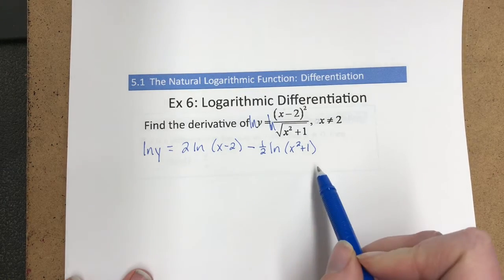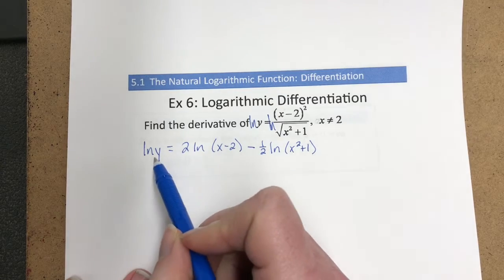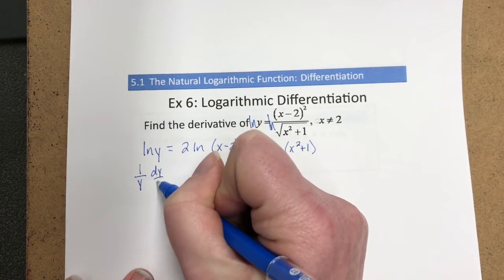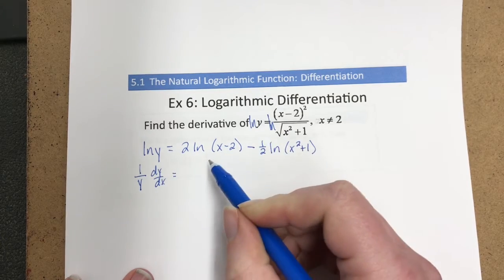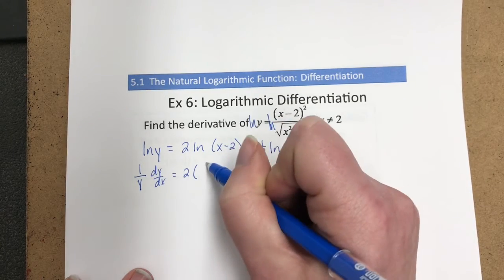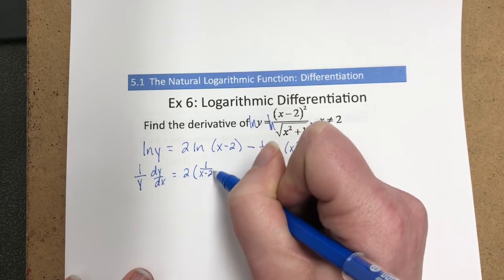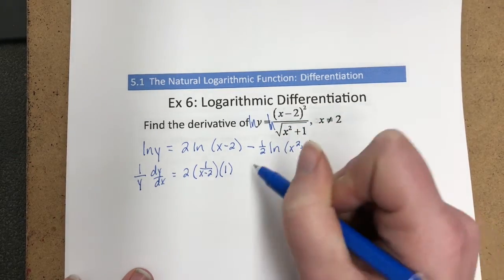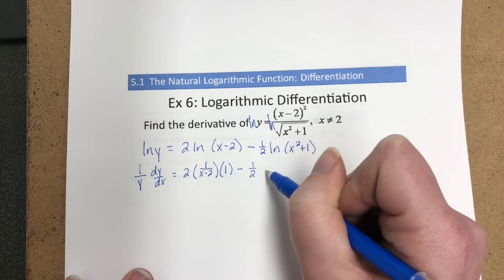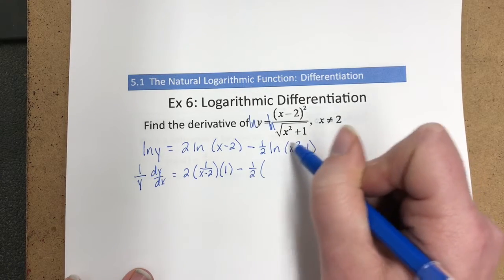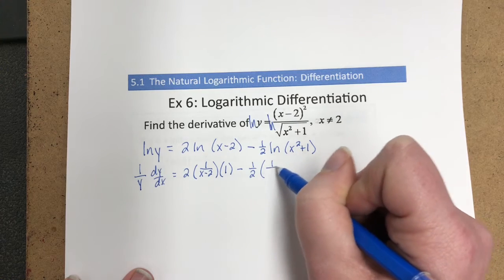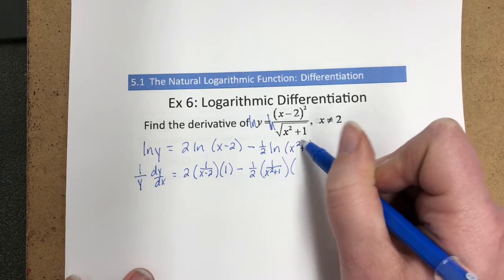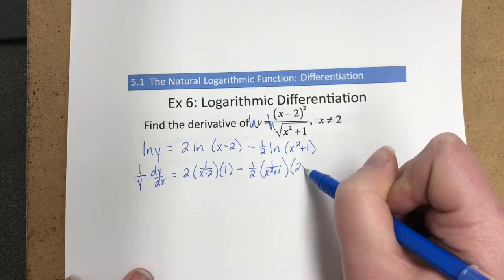Because now when I find the derivative, I know the derivative of the natural log of y would be 1 over y dy dx equals 2 times 1 over x minus 2 times the derivative of the argument, which is 1, minus 1/2 times the derivative of natural log of x squared plus 1, which is 1 over x squared plus 1 times the derivative of the argument, which would be 2x.